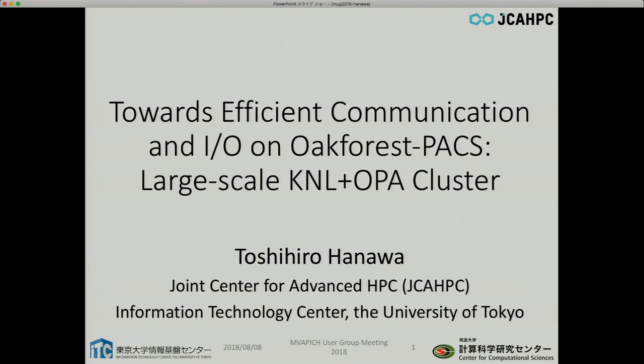I would like to talk about Oakforest-PACS. Unfortunately, nowadays Oakforest-PACS is the number 2 machine with KNL and OPA cluster, because the number 1 is the Nurion cluster in Korea.